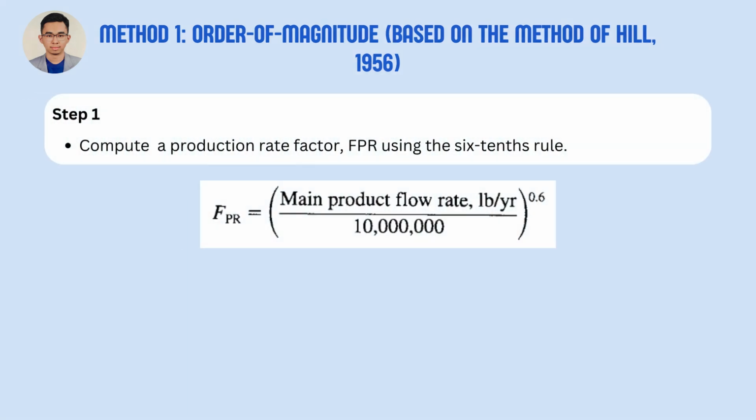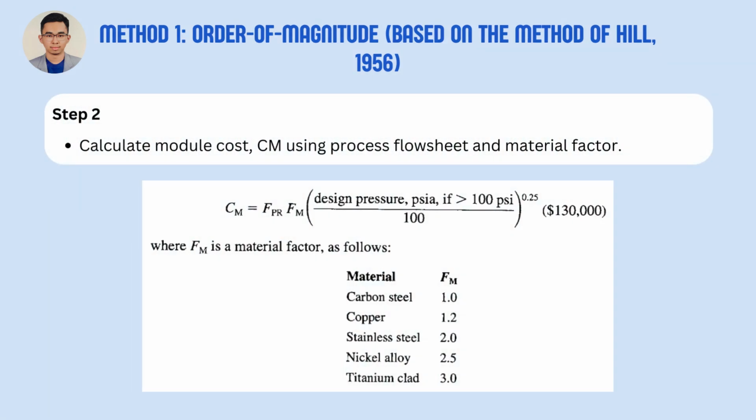So firstly, we have to establish the production rate of the main product in pounds per year, which is to convert the unit to pounds per year, and then calculate the production rate factor FPR using the 6/10 rule using the formula given. So the second step is to calculate the module cost CM using a process flow sheet.